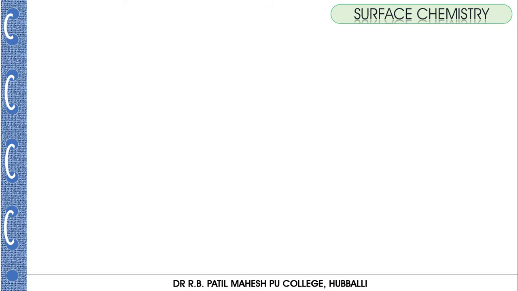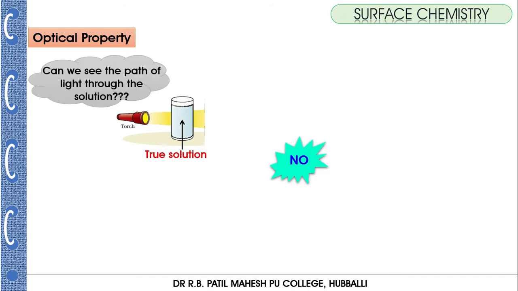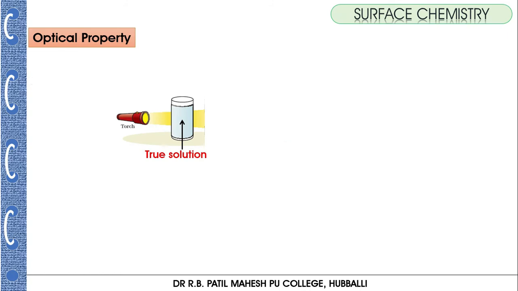Now, let us see some properties of colloids. The first one is the optical property. Students, consider ordinary light passing through true solutions, for example salt dissolved in water in a transparent glass as shown in the diagram. Now let us pass light through that one. There will not be any change. The question arises, can we see the path of the light through the solution? The answer is no, as we discussed.